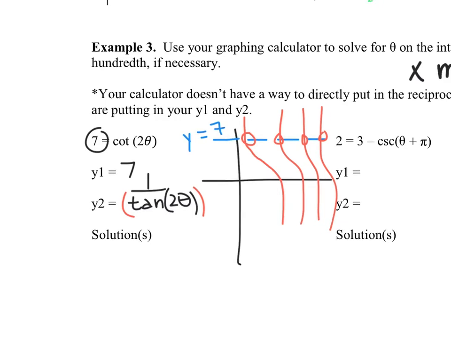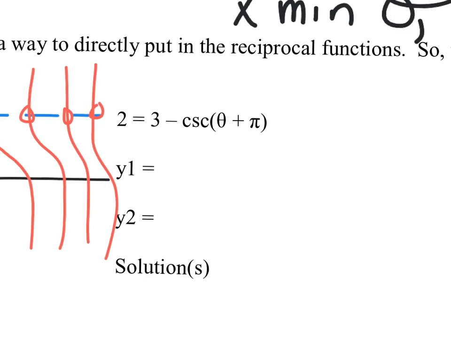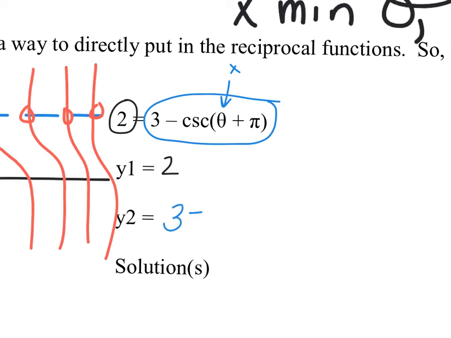So I'm going to keep going over here, and y1 is 2, and then for y2, I'm going to want to write this. Remember, you don't actually write theta in here, you can write x on your calculator. So y2 is going to be 3 minus 1 over the sine, because that's a reciprocal function, of x plus pi. So be careful when you're doing this in your calculator. I would put this in parentheses. And what you're going to do is see where they intersect. That's going to be your solution.